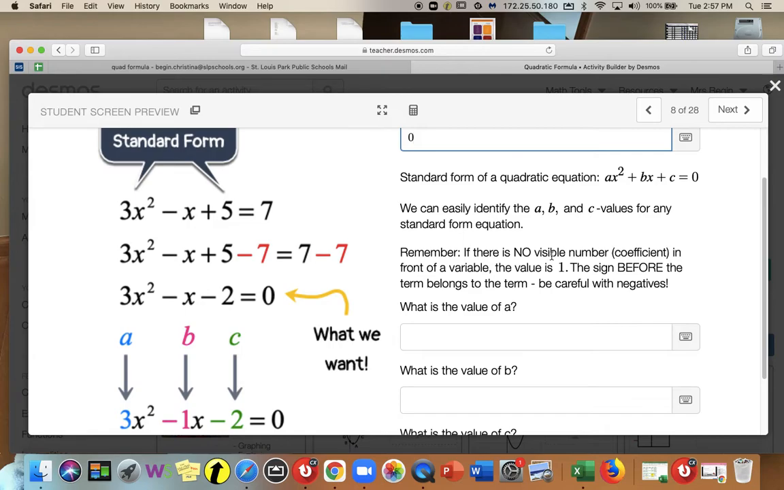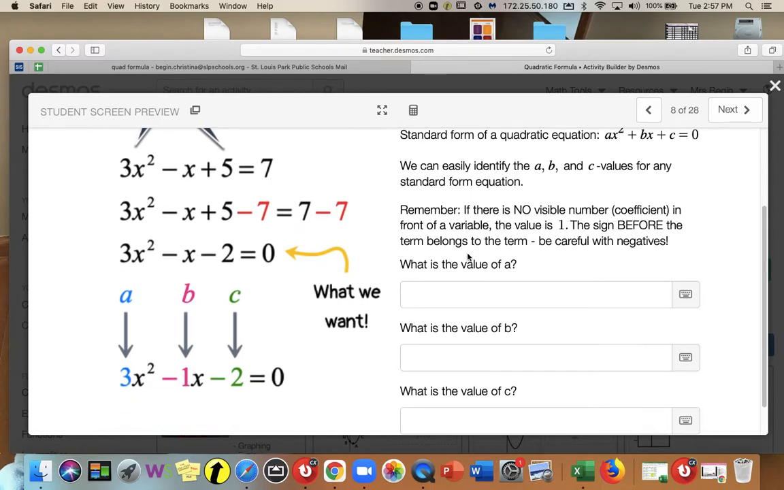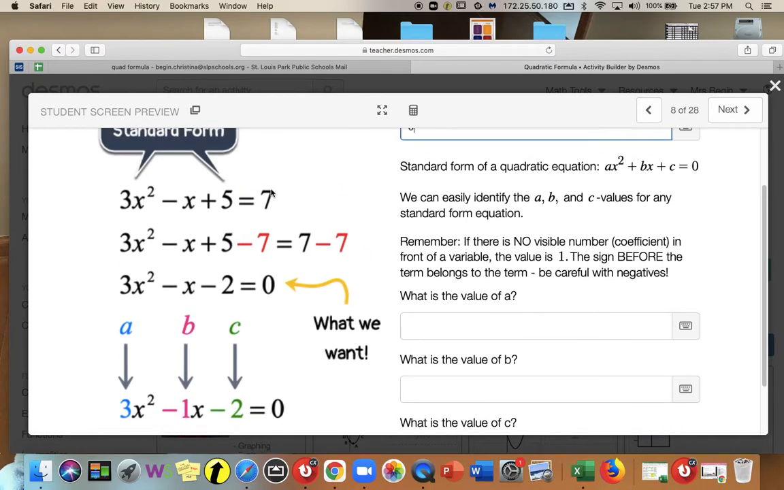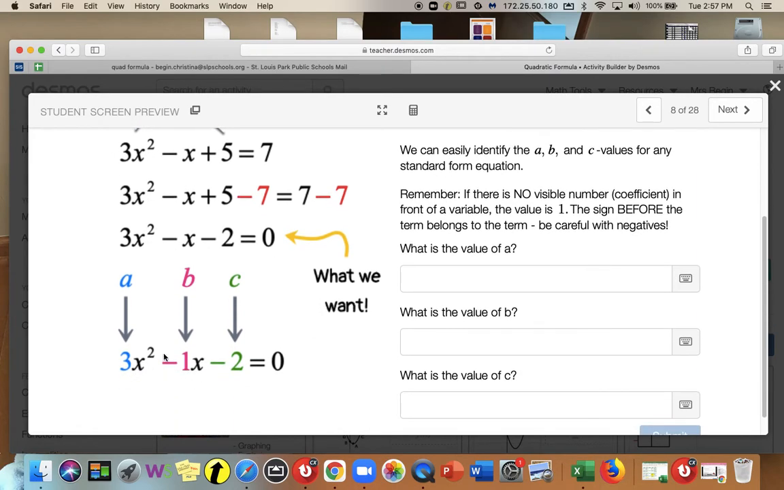Remember, if there's no visible number or coefficient in front of the variable, there's an invisible 1 there. And then the sign goes with the thing before it. So like this negative x really is a negative 1x. This 5 is a positive 5. All right, so let's take a look at what the a, b, and c values are. If this equals 7, it's showing you the math right here. They have to subtract 7 from each side first, and then we get this in standard form, what we want. Then a is the number in front of the x squared, b is the number in front of the x, c is the number by itself. So here a equals 3, b equals negative 1, and c equals negative 2.